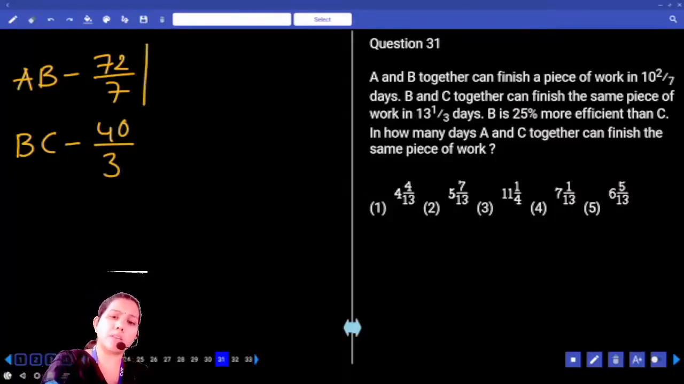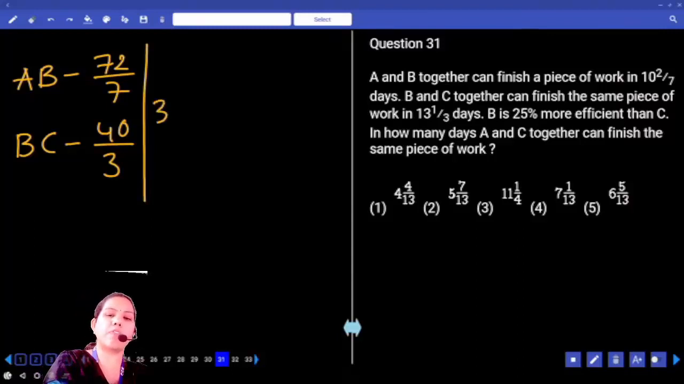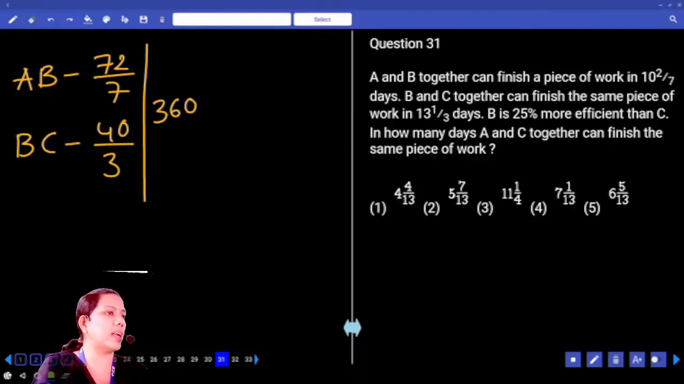What is the LCM of 72/7 and 40/3? The LCM of fractions formula is the LCM of numerators divided by the HCF of denominators. The numerators are 72 and 40. The LCM of 72 and 40 is 360. The denominators are 7 and 3. The HCF of 7 and 3 is 1. So finally the LCM of the fractions is 360.